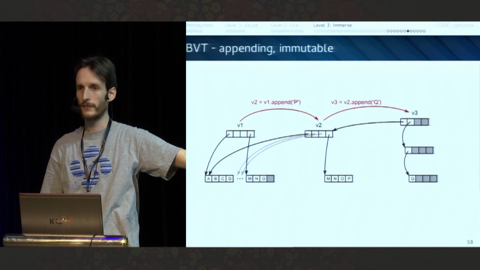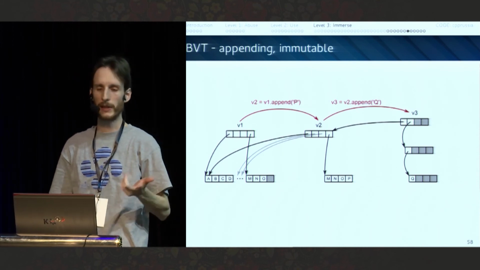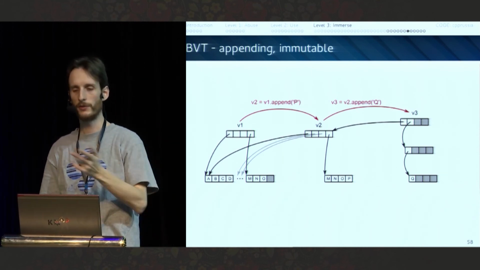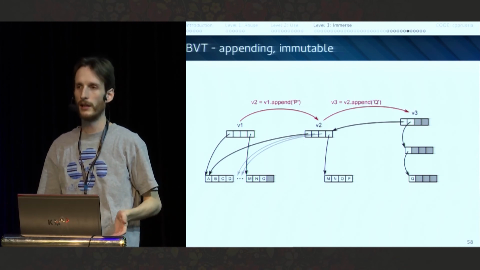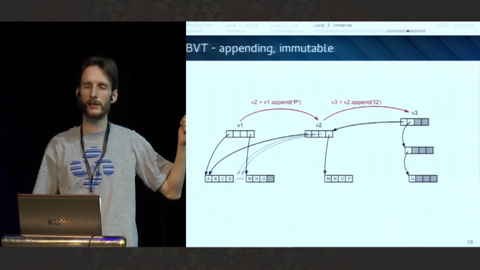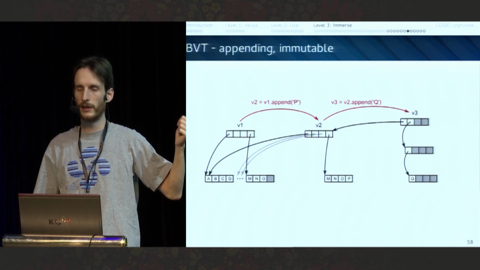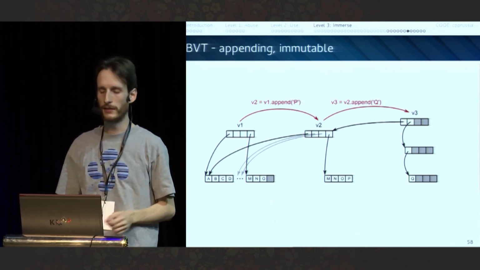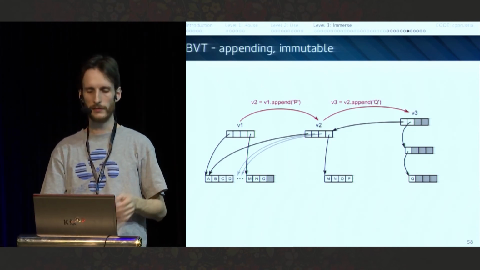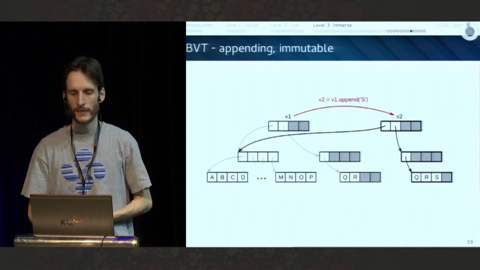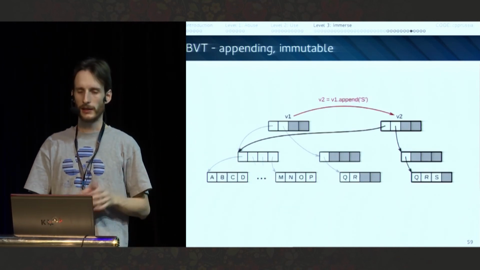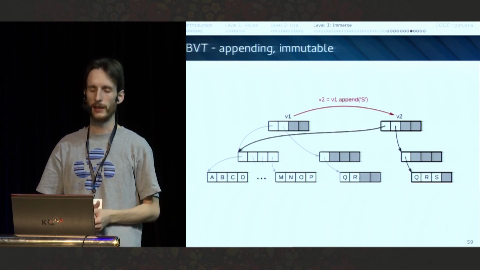Okay? So now we have 3 completely different versions of V1, V2, and V3, 3 different worlds. And this is still quite efficient, both memory efficient and algorithmic. So a few of the zoomed in examples.